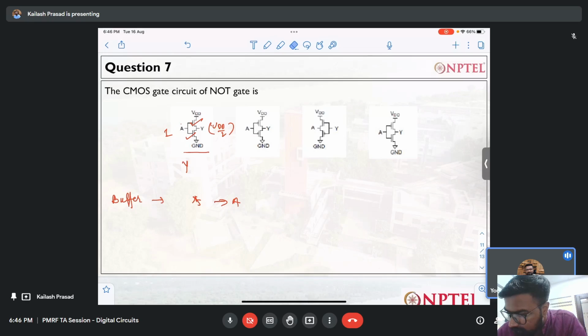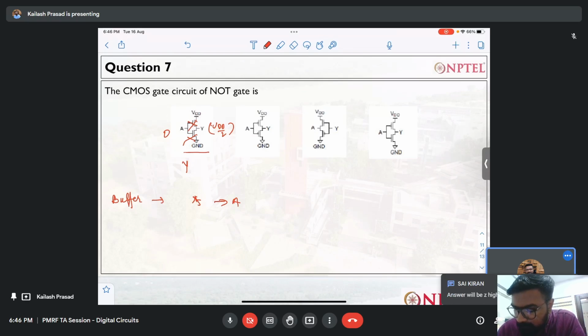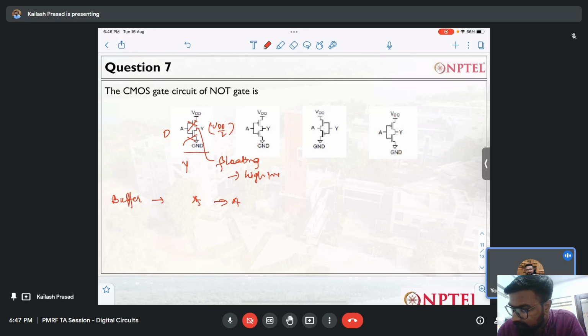This is when we provide 1, but when we provide 0, both the transistors are off, and you actually don't know what Y will be. Why? Because to get some logic, either VDD should be connected or ground should be connected. You cannot have a floating node. When both transistors are disconnected and a node is not being supplied by VDD or ground, this node is known as a floating node, or high impedance state, as Sai Kiran is saying.